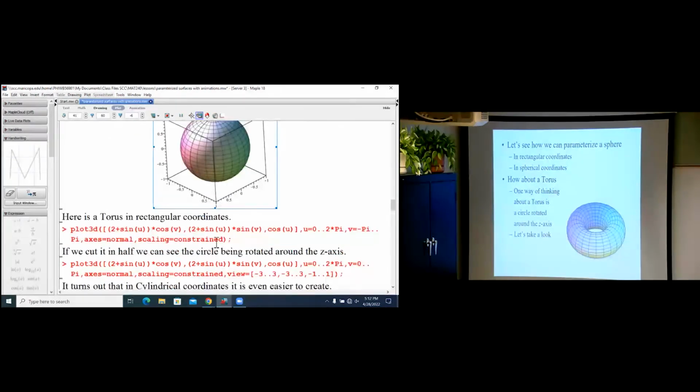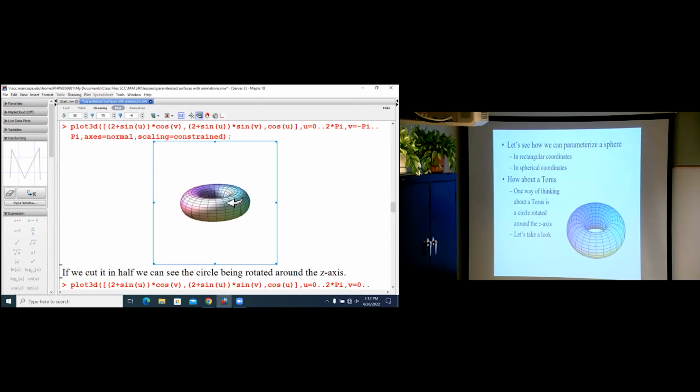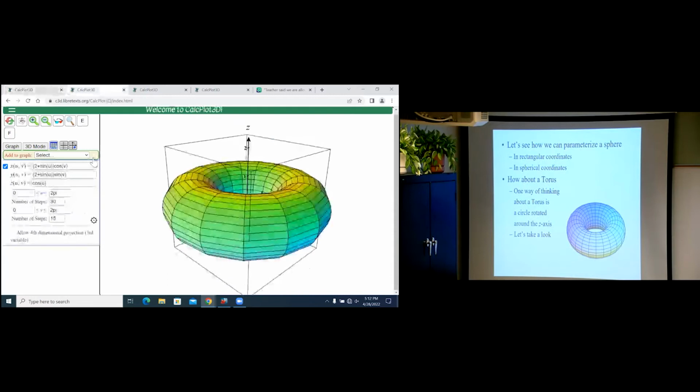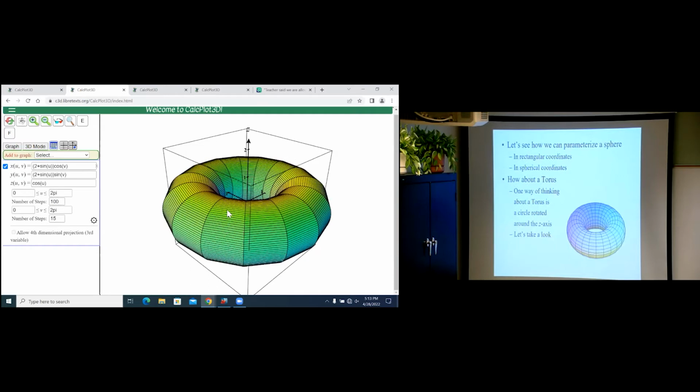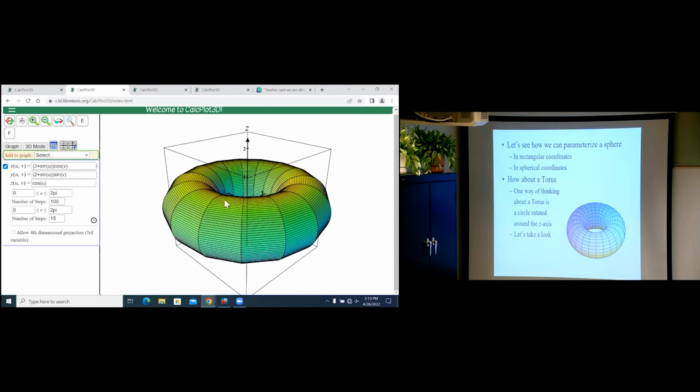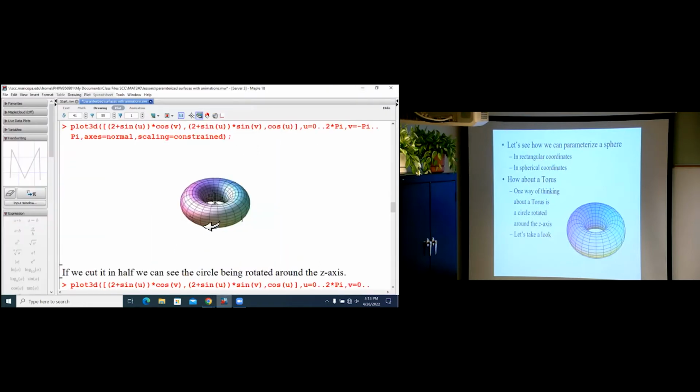But here's what a torus would look like in rectangular coordinates. Again, you're going to play around with these equations to get it to have different sizes. Like I said, this can be very easily done in Calculus 3D. And there's our torus. If we want to give it a little bit rounder shape, we can increase the number of steps. But there's the torus. It can be done just as easily in Calculus 3D for rectangular. Like I said, there's a couple reasons I wanted to use Maple, just because I want to show you some stuff.